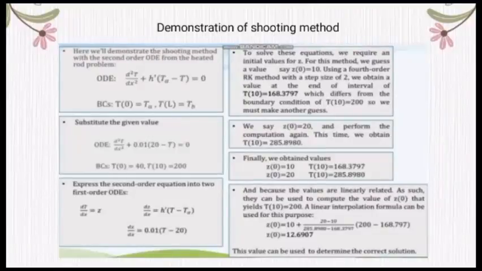A linear interpolation formula can be used for this purpose. Let's say Z of 0 is equal to 10 plus (20 minus 10) over (285.8980 minus 168.3797) times (200 minus 168.3797). Then we get the true value of Z of 0, which is 12.6907. Then these values can be used to determine the correct solution.